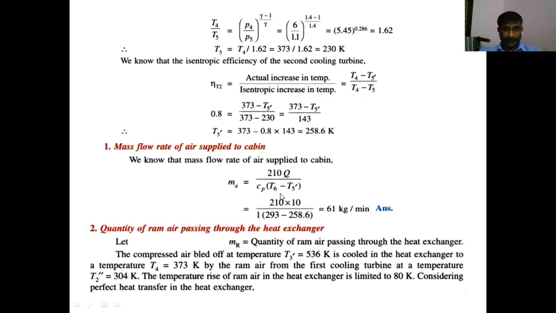This is the temperature increase across the cabin. Clear? So from this, 210 into 10 tons of refrigeration is the cooling load of the cabin, divided by 1 into 293, which is the T6 cabin temperature, minus T5 dash, which is 258.6 kelvins. Then we will get the mass flow rate required. That is the mass of air required in the cabin, 61 kgs per minute. Clear, students?